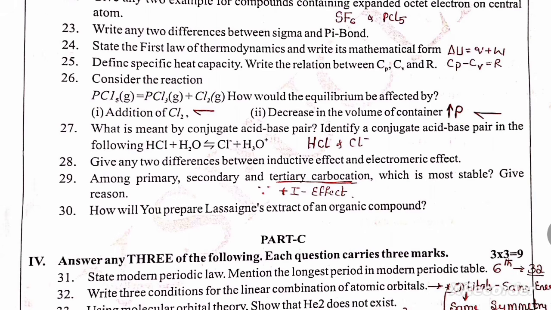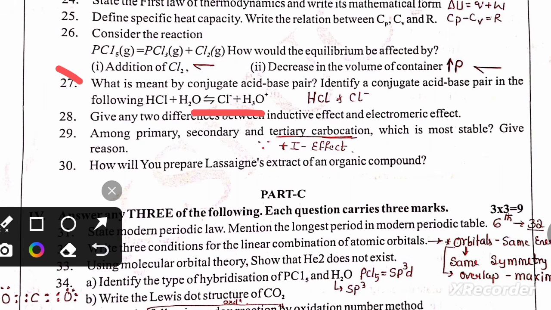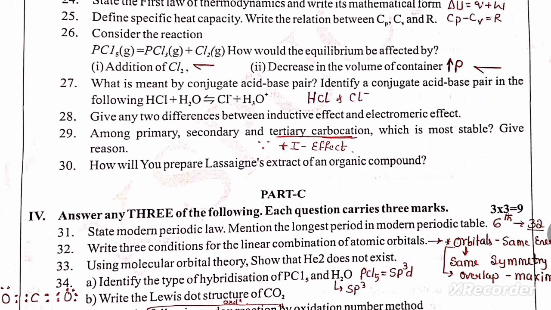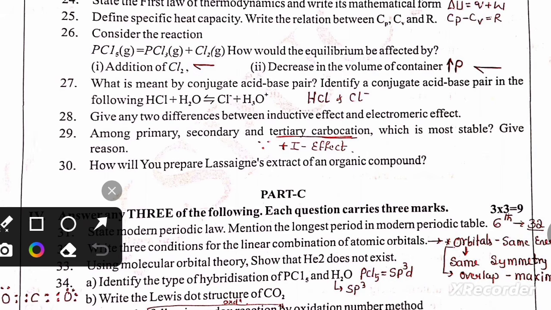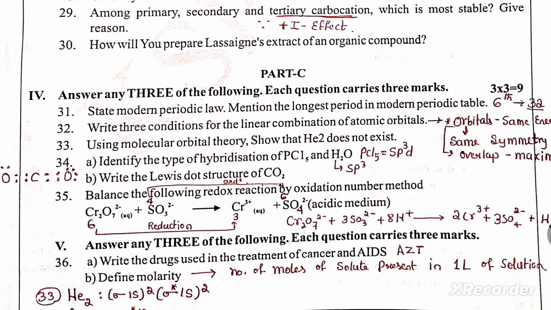27th question, definition of conjugate acid base pair. In the following reaction, the conjugate acid base pair are HCl and Cl minus. Then inductive effect and electromeric effect definitions are expected questions. Then the 29th question, among primary, secondary and tertiary carbocations, the most stable is the tertiary carbocation because it shows a positive inductive effect. Then how do you prepare Lassaigne's extract? That is also an expected and easy question.